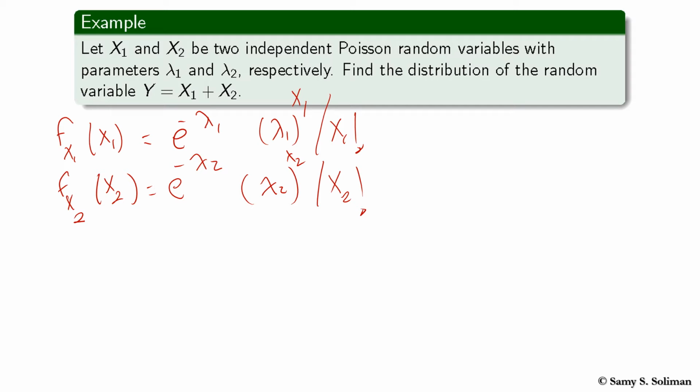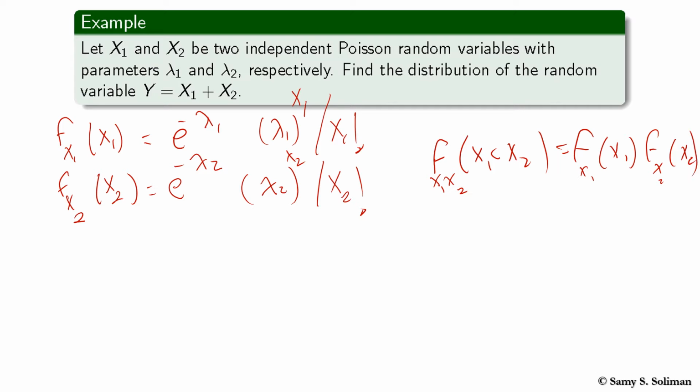And since they are independent, the joint distribution f of x1 and x2 is the product of the marginal PMFs. So that is f of x1 multiplied by f of x2. So we have the joint probability mass function of x1 and x2.